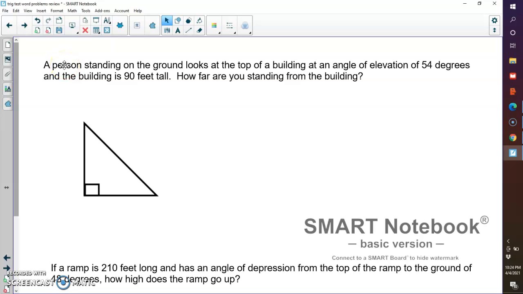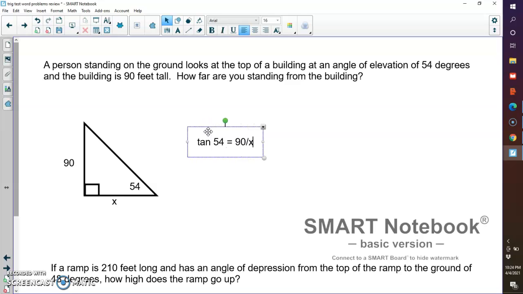Now on to the final page. A person standing on the ground looks at the top of a building at an angle of elevation of 54 degrees. So once again, notice every angle of elevation, angle of depression is in the same spot. The building's 90 feet tall. And now I want to know how far I'm standing from the building. We don't stand from the top of the building, we stand from the bottom of the building. So my variable is going to be x on the bottom. Now we have the tangent of 54 equals 90 over x.